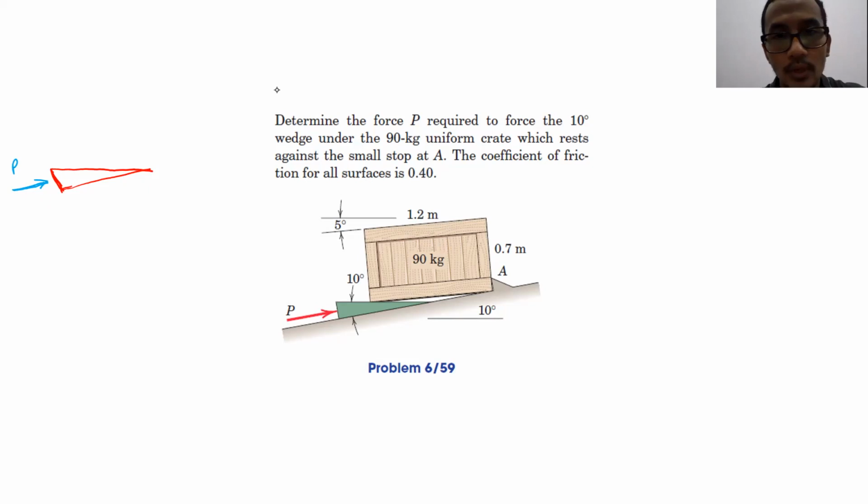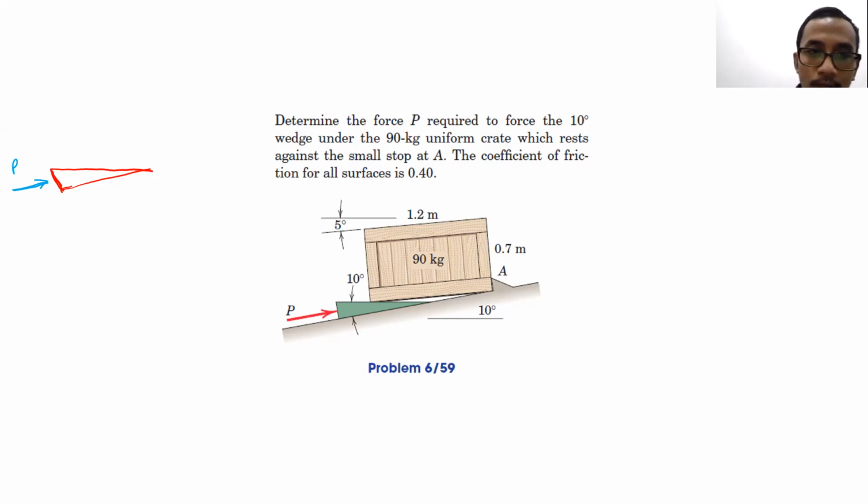I think I will point out one of you to help me to do this. Adam, can you hear me, Adam? Hello? Adam? Adam Putro? Morning, sir. Now, please help me to draw the free body diagram of the wedge.